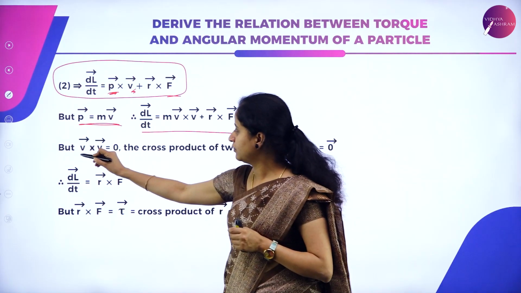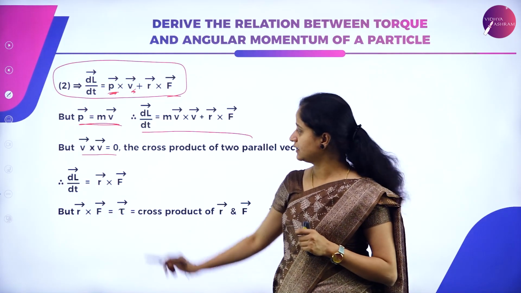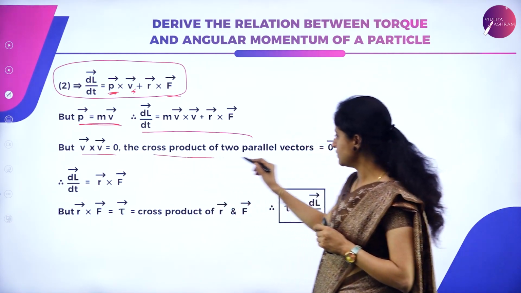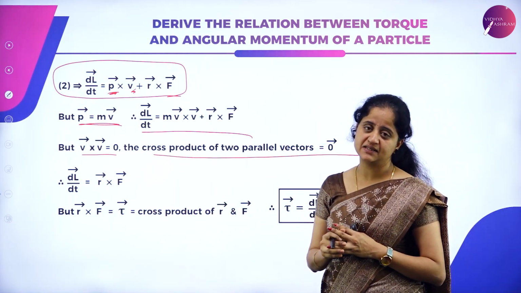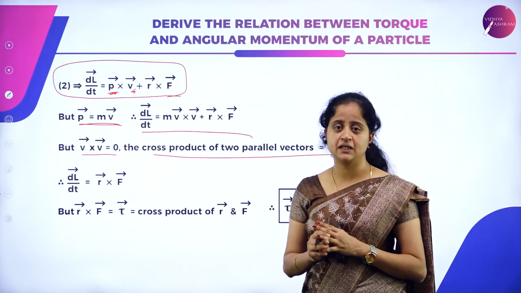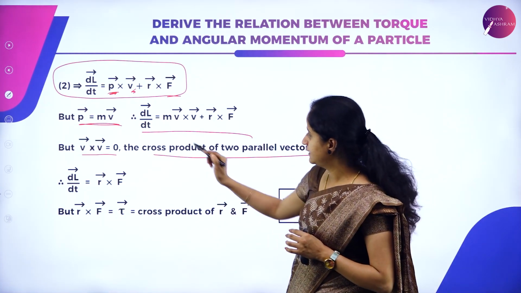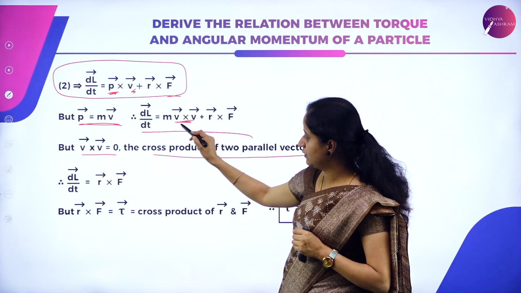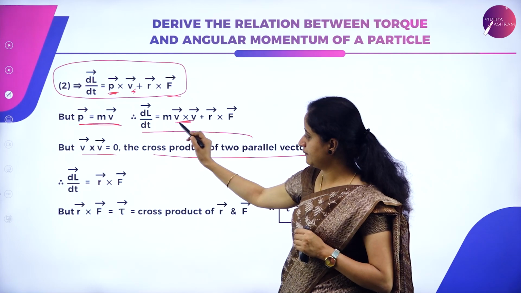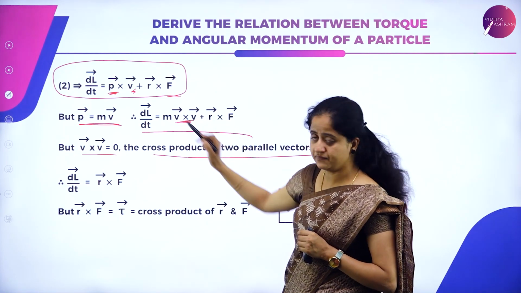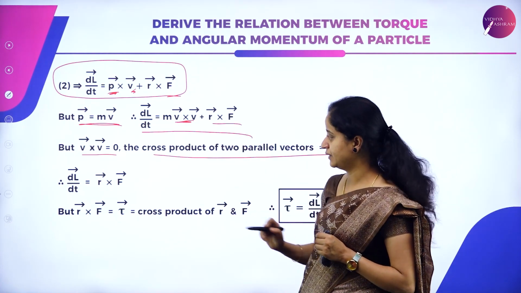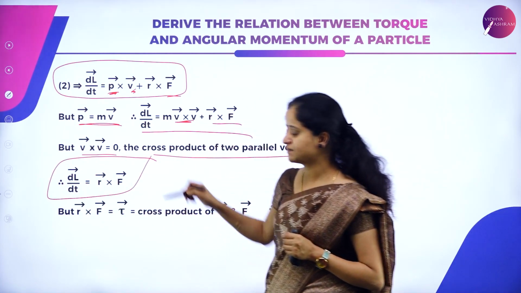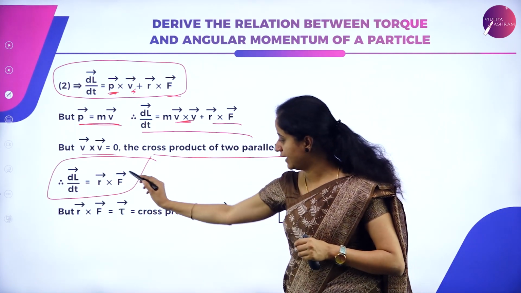Now the cross product of two same vectors, or two parallel vectors, is equal to 0, and this term will be equal to 0. v cross v equals 0, which is again multiplied with m. So the entire term will become 0 and we will get r into F, and hence the final expression dL by dt is equal to r cross F.